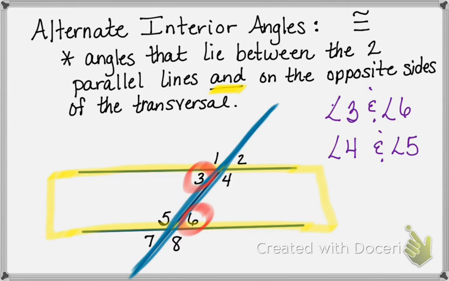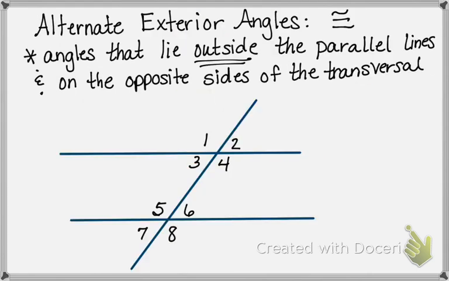Okay, these are alternate interior. Interior being the key word, inside. Alternate, they alternate sides of the transversal. All right, our next word is alternate exterior angles.